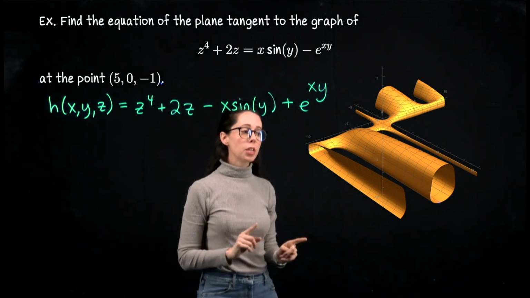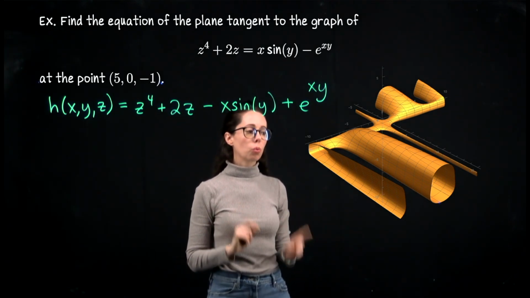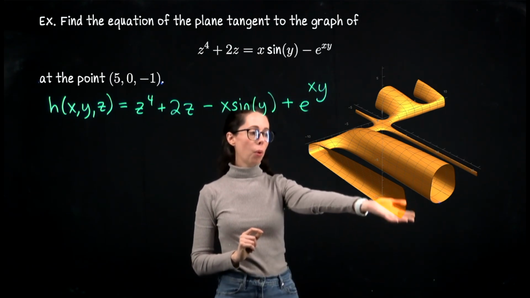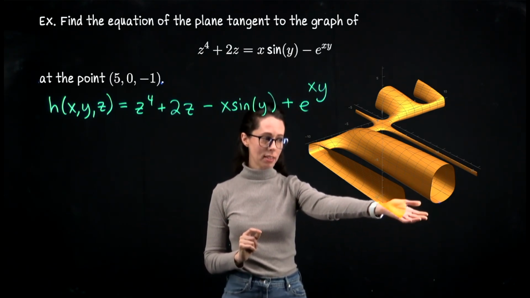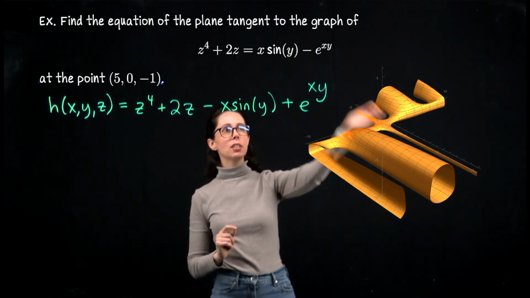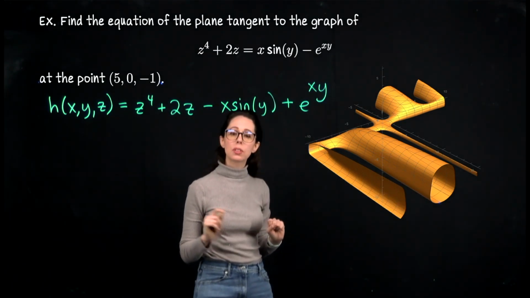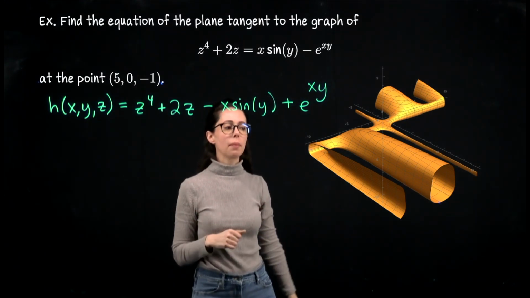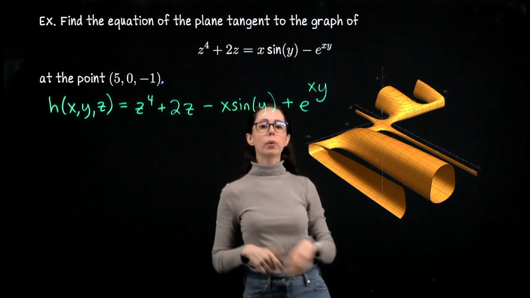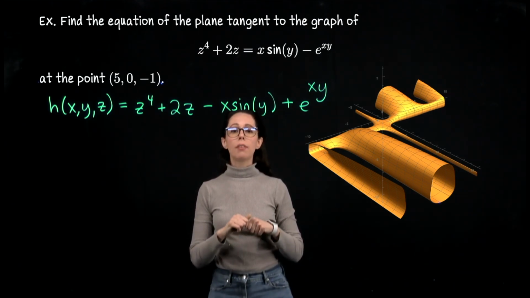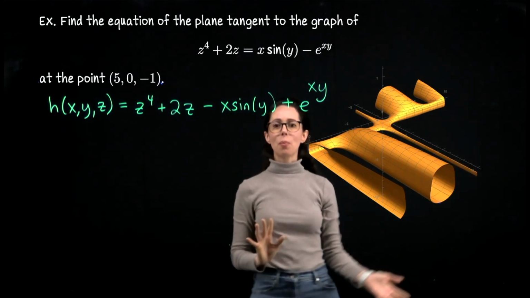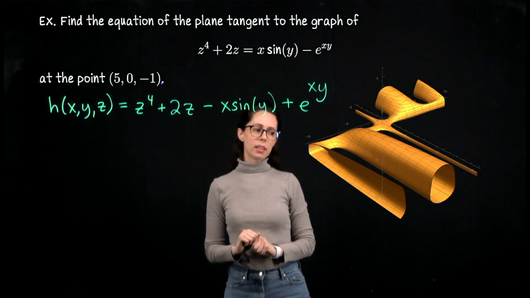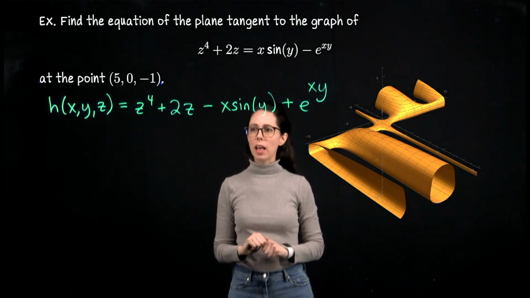This orange object that we are looking at is the graph of the level set h equals 0. So every point on this orange surface is a point for which z to the fourth plus 2z equals x times sine of the y-coordinate minus e to the x-coordinate times y-coordinate. So this was the graph of an equation. We're now thinking of it as the graph of a level set in the larger domain for this new function h.